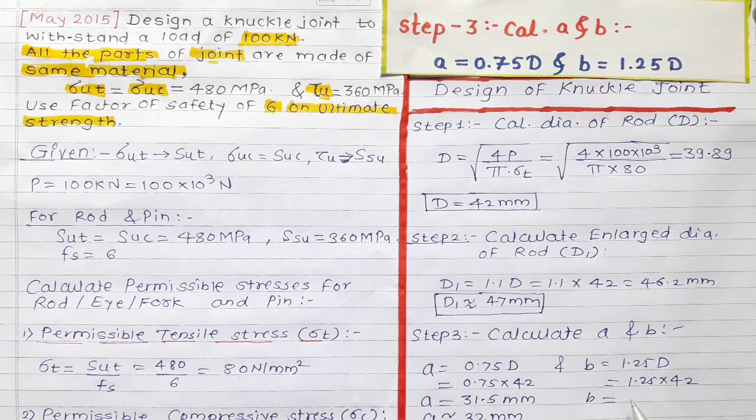Similarly, the answer for B, that is the thickness of eye end, is 52.5 mm. So let us round off this value to 53 mm. So this is the thickness of fork end and this is the thickness of eye end. So with this calculation we have completed step number 3.